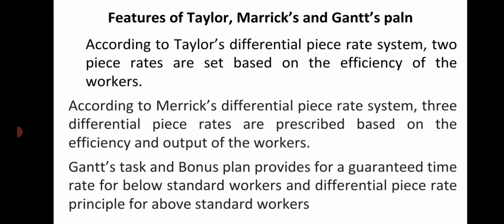Gantt's task and bonus plan provides for a guaranteed time rate for below standard workers, and the differential piece rate principle for the above standard worker. Gantt's task and bonus plan combines both guaranteed time rate and piece rate. If he is below efficient, his guaranteed time rate is paid to the worker, and an above efficient worker will get differential piece rate based on his performance.